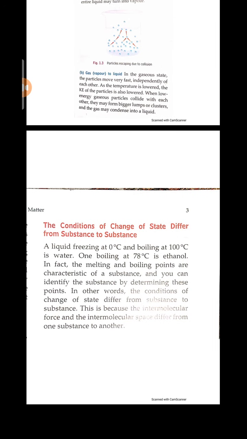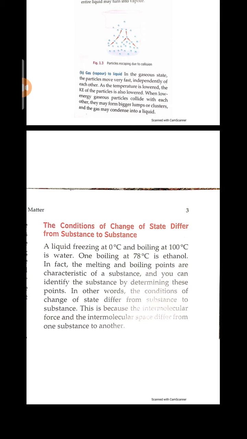Here we will study that the conditions of a state change differ from substance to substance. For example, water freezes at 0 degrees Celsius. The boiling point of water is 100 degrees Celsius, and the boiling point of ethanol is 78 degrees Celsius.